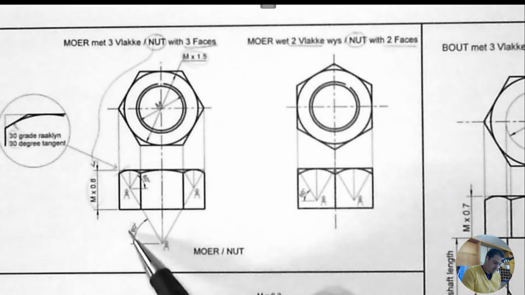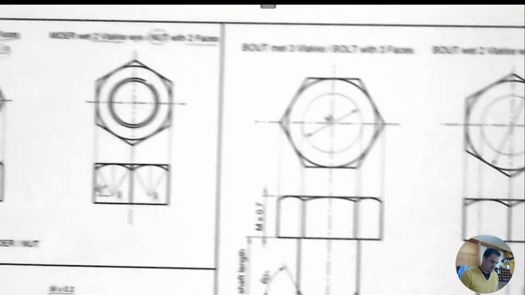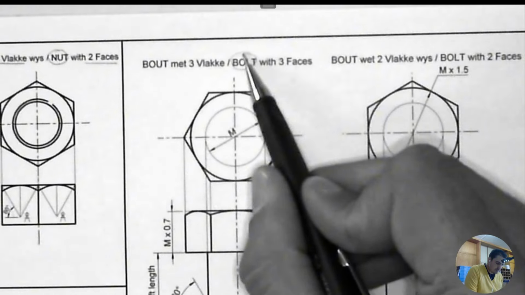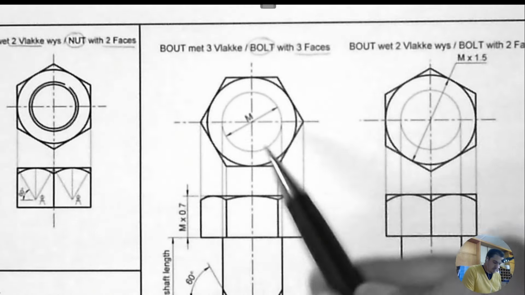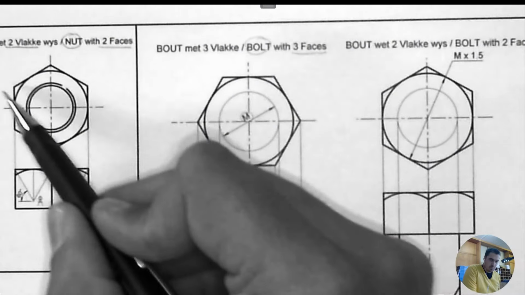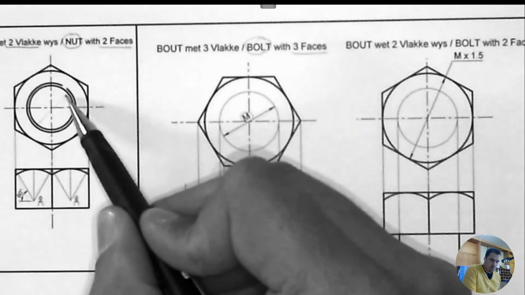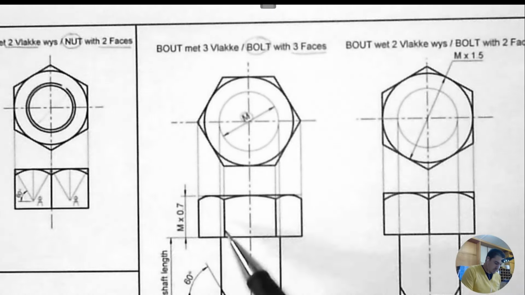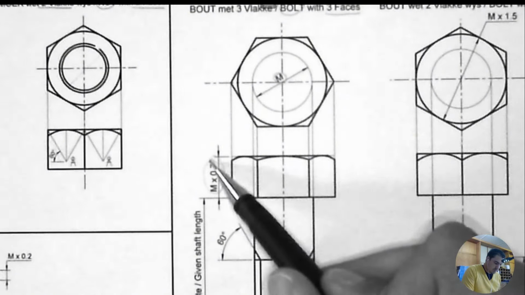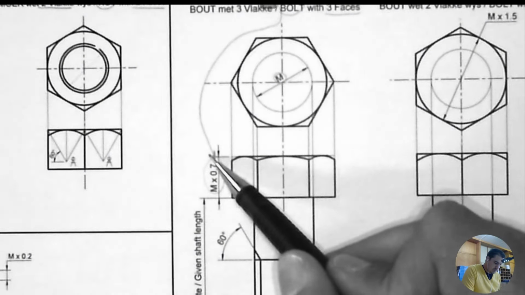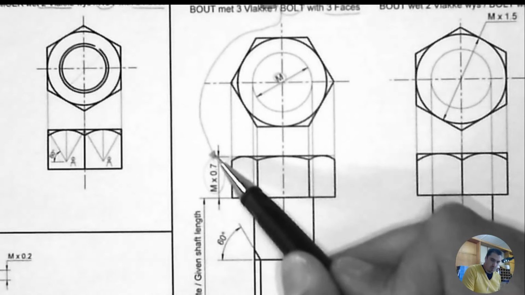Then the 60-degree angles that you see here are to be able to draw the circles, or the half circles there. Now for the bolt, we are looking at 3 faces, and then on the right there's 2 faces. The M quality is the diameter of the bolt, of the shaft. Then here you can see the difference. M times 0.7 is for the bolt height, which we've already discussed quite in length throughout the year.